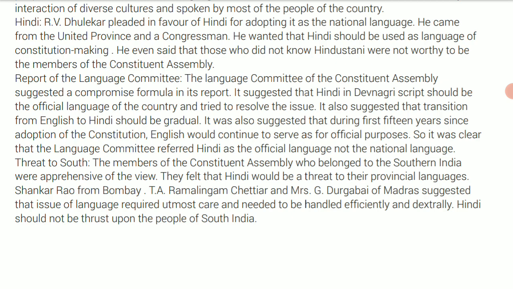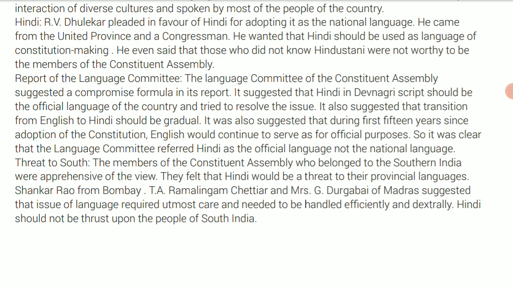There was a threat to the South. So members of the Constituent Assembly who belonged to South India were apprehensive about this view because the leaders of the United Provinces, the leaders of Uttar Pradesh and Congressmen who came from the Northern region, became very hostile for Hindi. They were like, oh, make Hindi the national language now, we don't care. But they were not ready to compromise. If they had been soft, then I think Hindi would have been our national language even today. So they felt that Hindi would be a threat to their provincial languages.